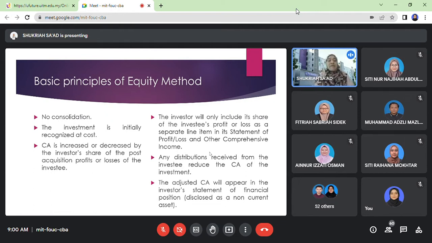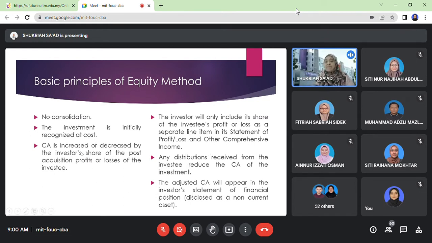For the statement of financial position and also for SOPR, we just add all the expenses and also the income, line item by line item, holding and subsidiary. But for associate or joint venture, we just need to know what will be the total investment in associate, and that amount will be reported at cost.